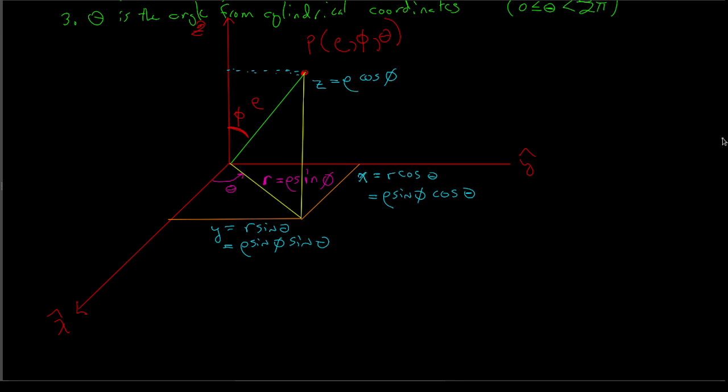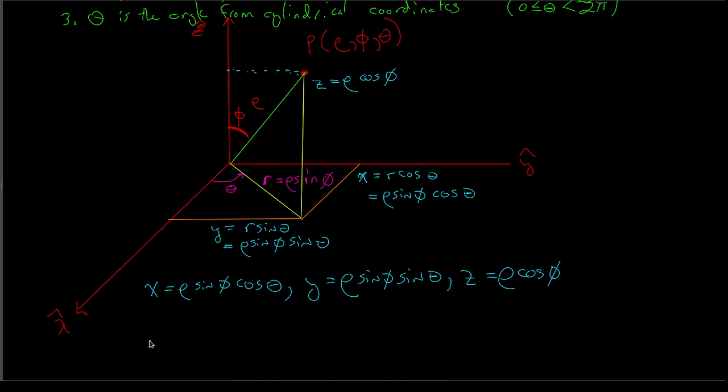And so if we put these together, if we put kind of a list of x from spherical to Cartesian, we'll have x equals rho sine phi cosine theta. y is going to equal rho sine phi sine theta. And z is going to be rho cosine phi. And so we have our coordinate transforms.